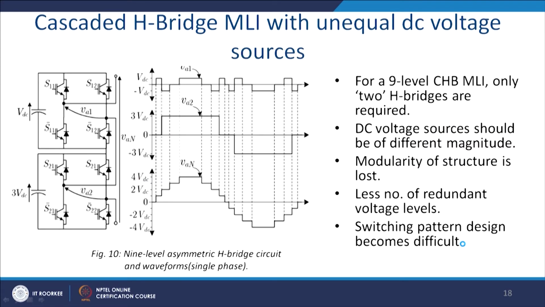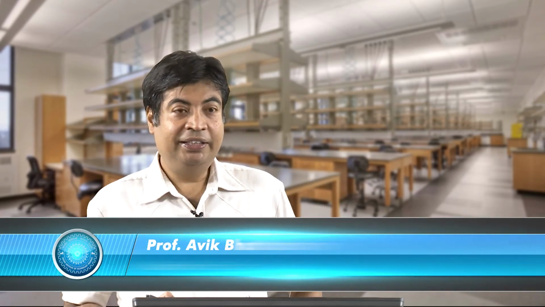Now, there is another way to do it. This is called the cascaded H bridge MLI with unequal voltages, and that also helps you to shape some kind of steps. So, see the beauty of it.